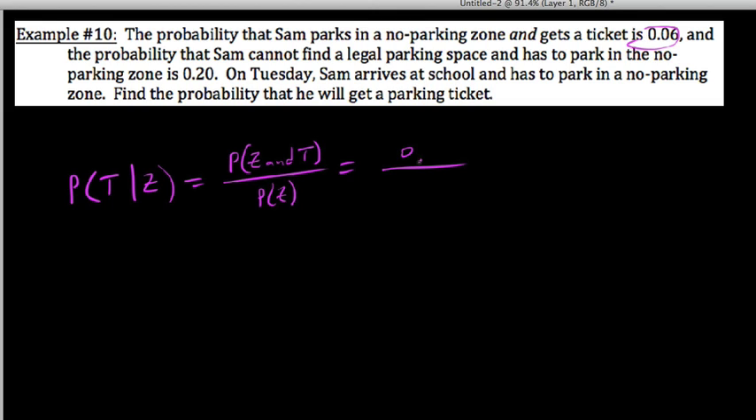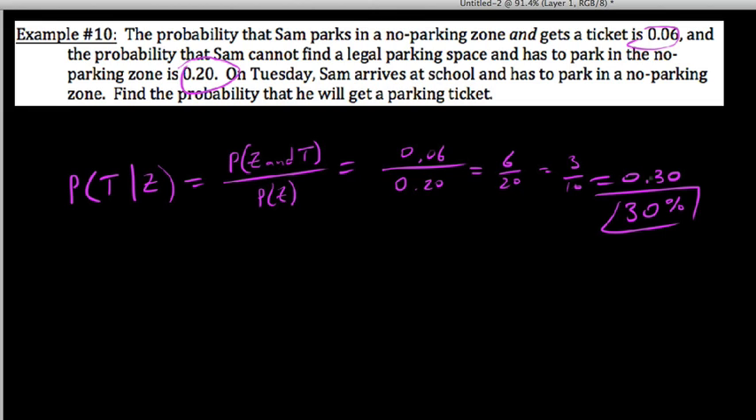So we say 0.06. On the bottom here, the fact that you got to park in a no parking zone is reality, probability of parking in the zone, a reality 20% of the time. So this is the same thing as 6/20ths, which is the same thing as 3/10, which is convenient because that's 0.30, which is the same as 30%. So I kind of like the decimals a lot more than everything else. I'm kind of biased, but all right, so another example.